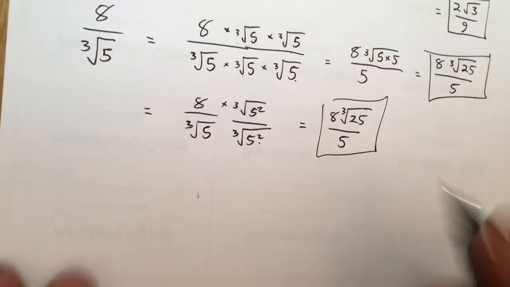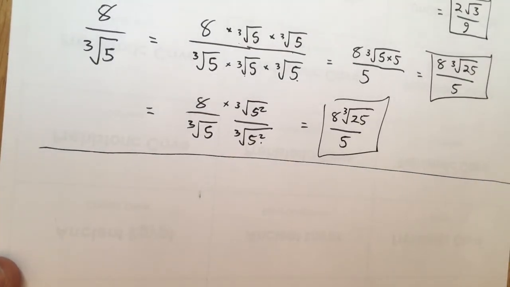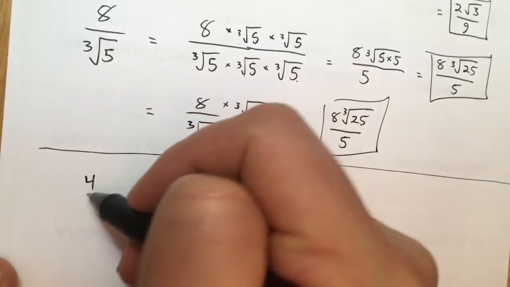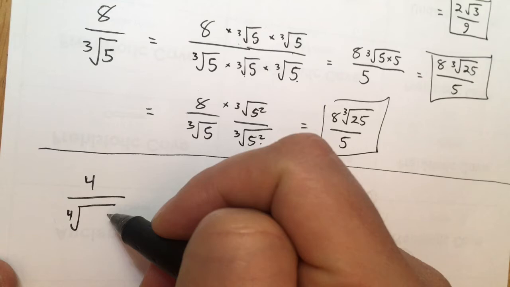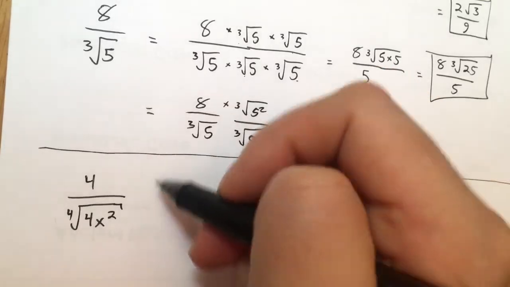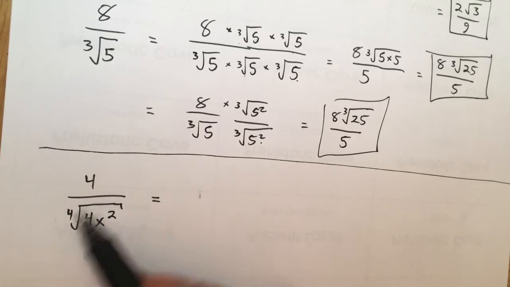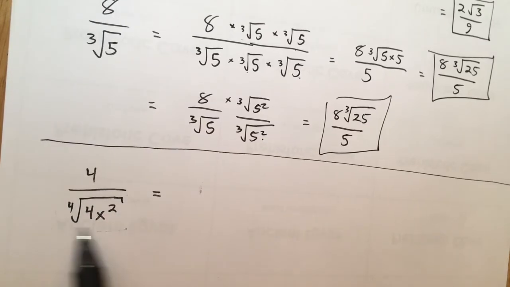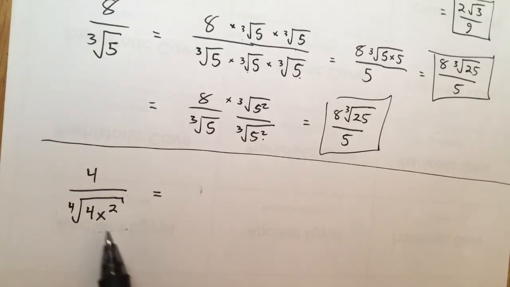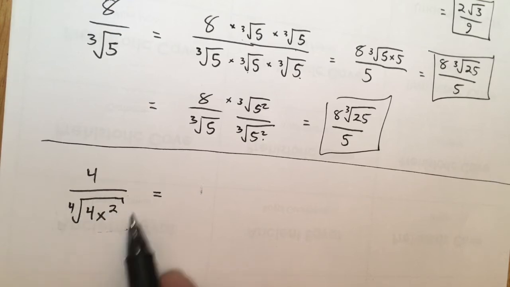Let's do another one involving a variable. So let's try the 4th root. Let's try 4 over the 4th root of 4x squared. Okay, so I want to get rid of this thing. So how do I make this so it doesn't have a root anymore, a radical? Well, I want to end up with 4 copies of this thing so that it's the same thing as this to the 4th power, and that cancels out the root. So in other words, I need to multiply by 3 more of these.